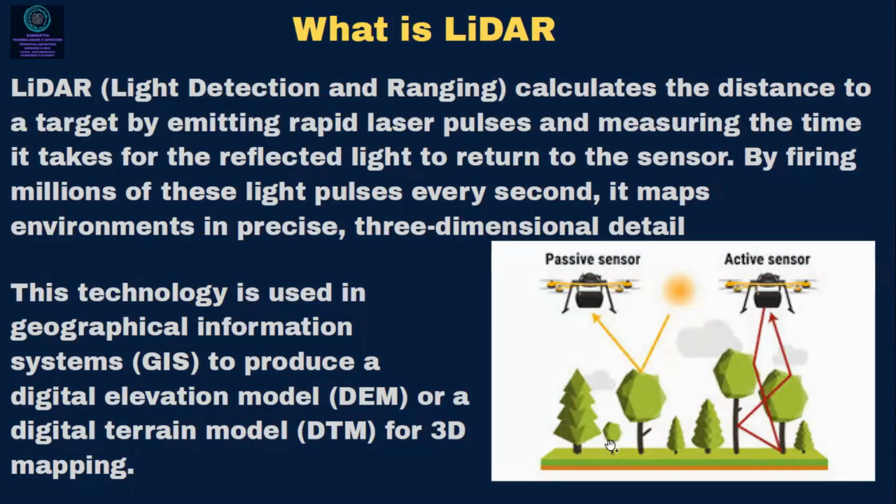As you can see here in the picture, a passive sensor, the very ordinary type of sensor, will give you the complete information of the top. It will not go to the ground. But an active sensor, which is counted as a LiDAR, will calculate the accurate distance and map it properly. That's why this technology is used in geographical information systems, that is GIS, to produce a digital elevation model, or a digital terrain model, DTM, for 3D mapping. So for mapping purposes, in simple words, we use LiDARs.